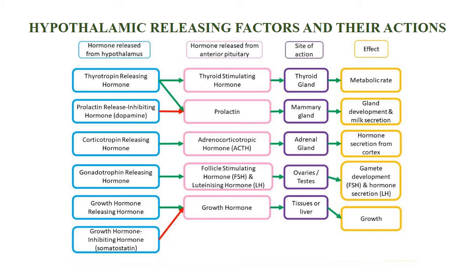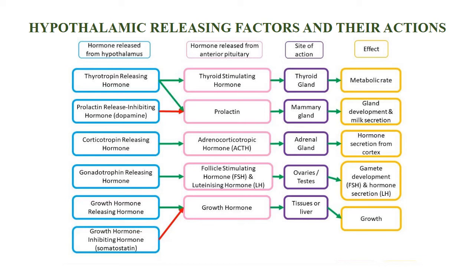The corticotrophin releasing hormone targets the anterior pituitary and releases adrenocorticotropic hormone, that is ACTH. This adrenocorticotropic hormone targets the cortex and medulla of the adrenal gland and is involved in the secretion of mineralocorticoids, glucocorticoids, and various other steroid hormones, thereby being involved in the metabolism.